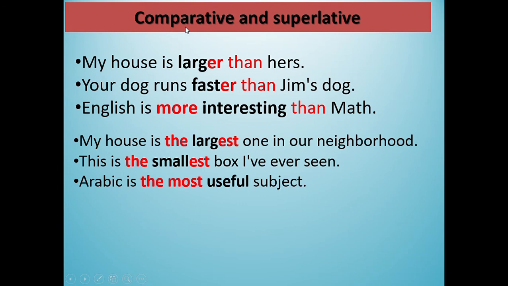Here, you can use comparative and superlative more obviously. My house is larger than hers, because here the adjective is short and ends with e, so just add r. Your dog runs faster than... English is more interesting than... Here the adjective is long and you are comparing English and math, so the comparative form with a long adjective just adds more before the adjective.